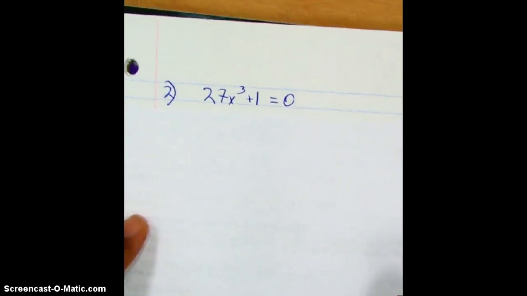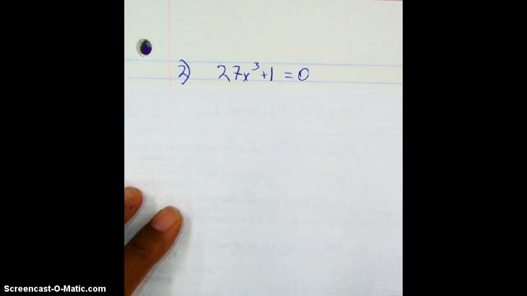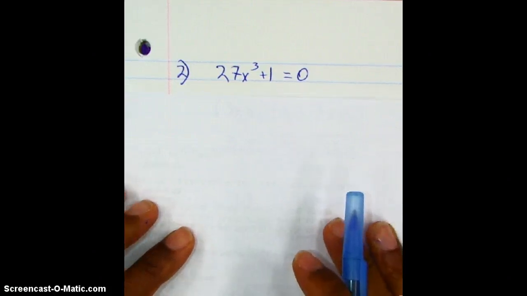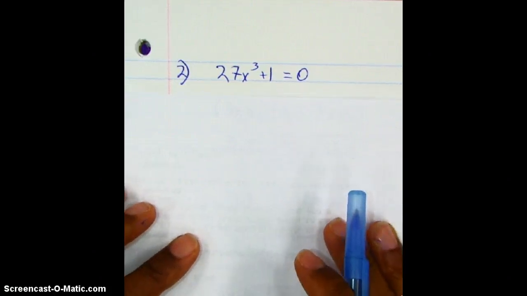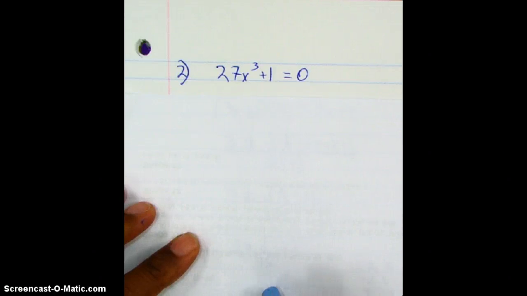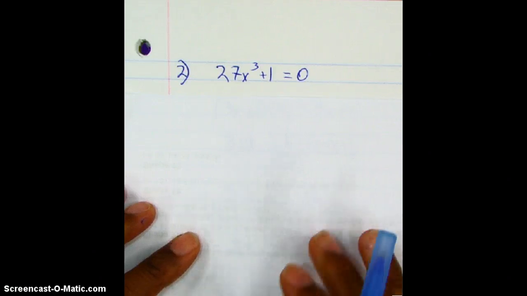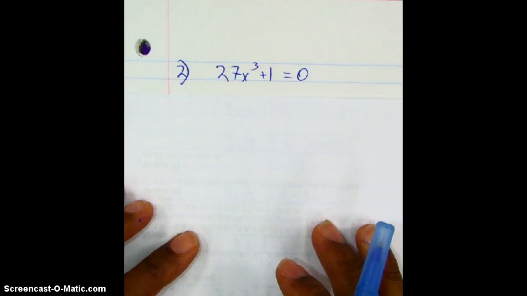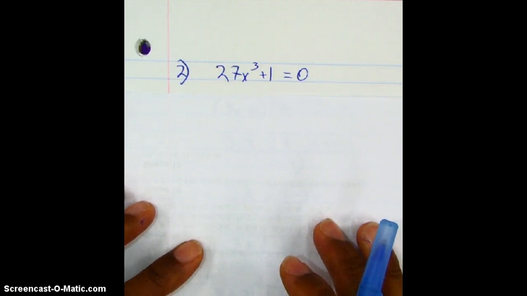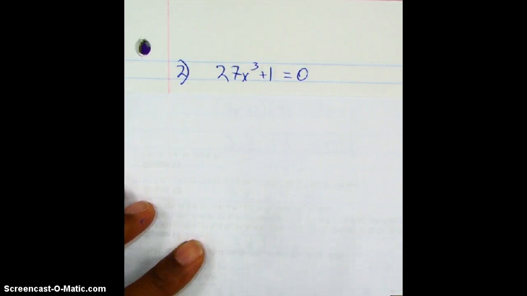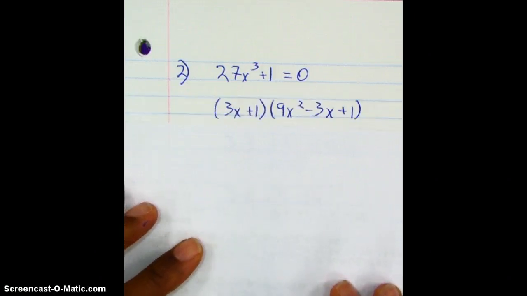Now, do the next problem. The next problem is 27x cubed plus 1 equals 0. So we have 27x cubed plus 1 equals 0. First thing we're going to do is get it in the form. So this is a sum problem, so we're going to use the sum formula from that first page there. So we're going to just put it in the formula.